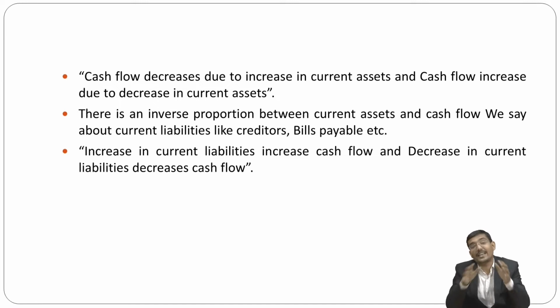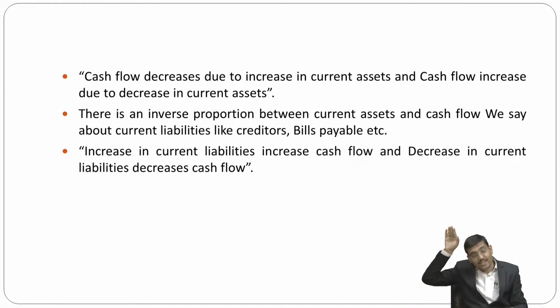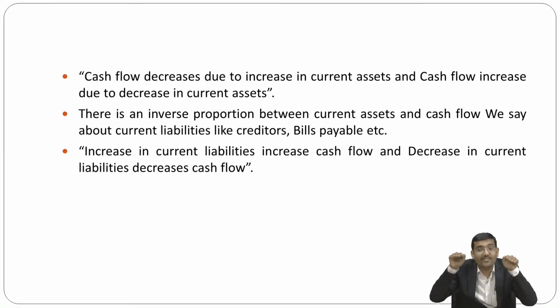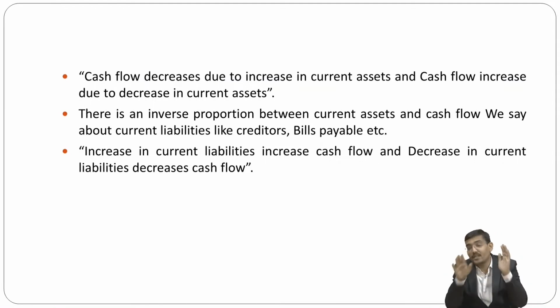Next is that cash flow decreases due to the increase in current assets, and cash flow increases due to the decrease in current assets. So there is an inverse relation between current assets and the cash flow. We can say the same about current liabilities like creditors, bills payable, etc. So an increase in current liability means an increase in cash flow, and a decrease in current liability means a decrease in cash flow. So ultimately that gives the effect of change in working capital, or we can say change in current assets and current liabilities.